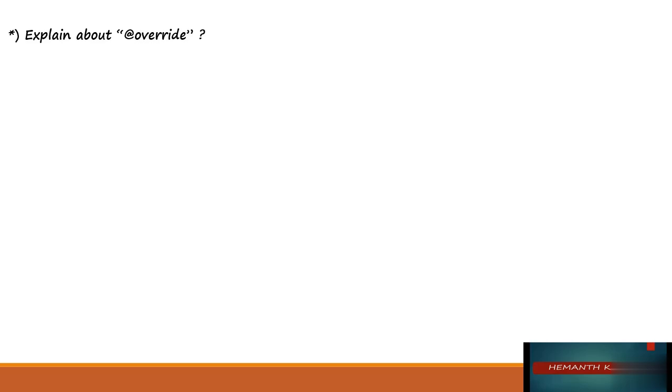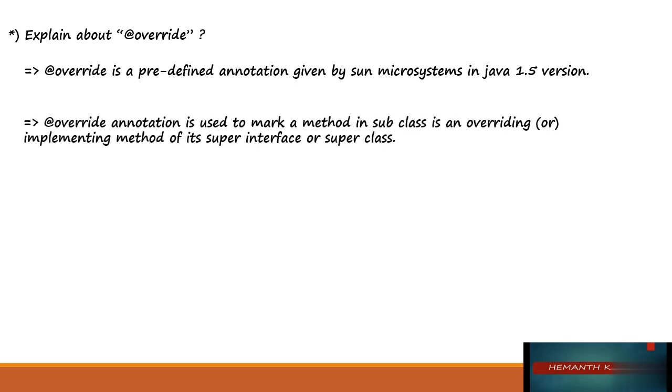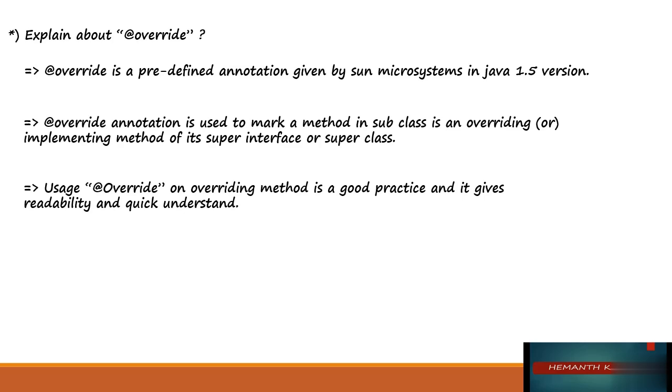Next we will discuss @override, what it is doing. @override is a predefined annotation given by Sun Microsystems in Java 1.5 version. @override annotation is used to mark a method in a subclass as an overriding or implementing method of its super interface or superclass. Usage of @override on an overriding method is a good practice, and it gives readability and quick understanding.